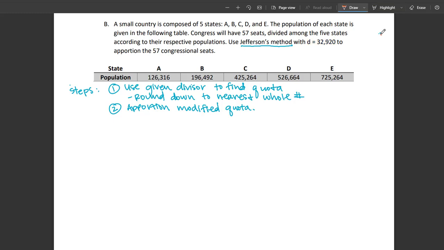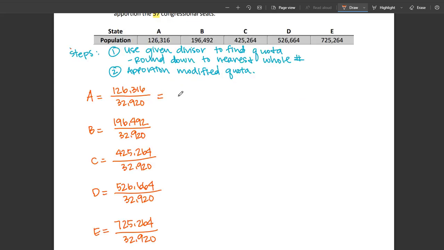So it tells us that the divisor is 32,920. B says a small country is composed of 5 states, A, B, C, D, and E. The population of each state is given in the following table. Congress will have 57 seats divided among the 5 states according to their populations. We're going to use Jefferson's method, and our divisor is 32,920, to apportion the 57 congressional seats. All we're going to do is take our population for each state and divide by our divisor. For A, we get 3.83.